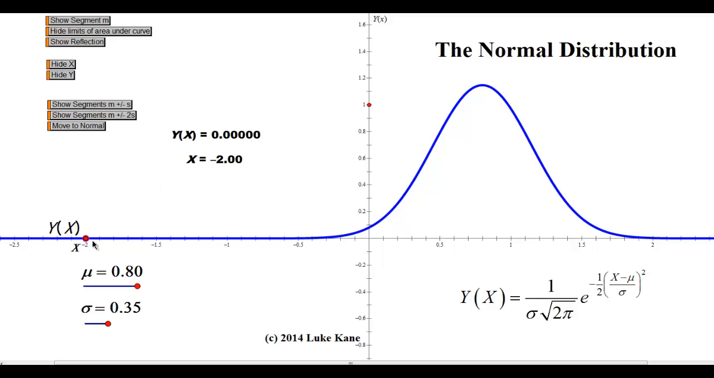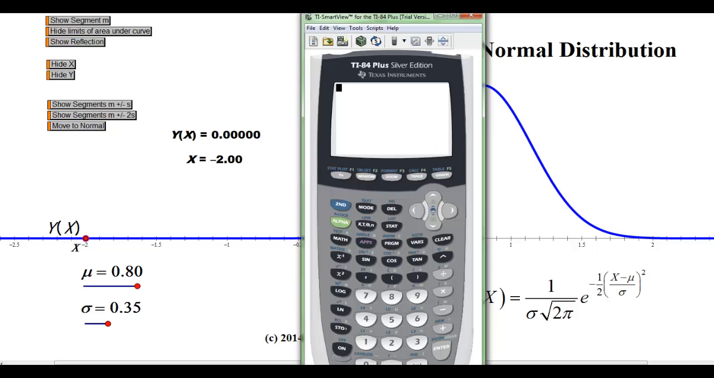Let's see what y of x would actually be at -2, and we can do that with our calculator. So we pull out a graphing calculator. This is a TI-84, and we go to distributions. We hit the second button and VARS, and you'll see there's distributions. And the number one is the normal probability density function. That's just another name for this normal distribution. So we hit enter. And what's our value? Well, our value of x is -2.